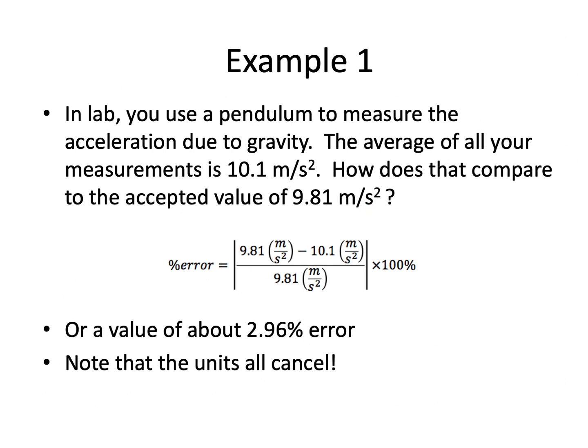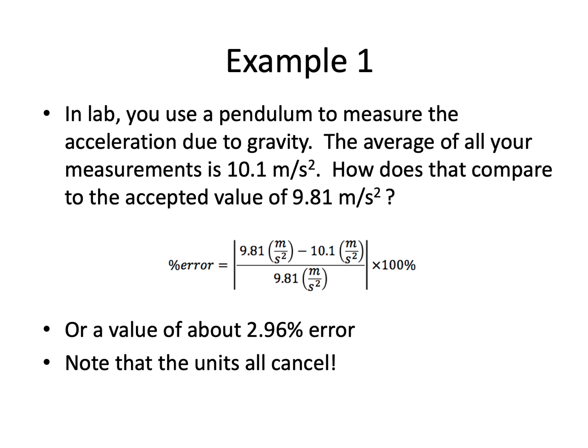Well, to find out, we can simply plug the numbers into the formula. We can say 9.81 meters per second squared minus 10 meters per second squared. That's going to be the difference of those two values. And then you divide it by 9.81 meters per second squared. And what you get is something like 0.0296. You multiply that by 100%, and you end up with 2.96%. And that is the percentage showing you how close your measured value is to the accepted value.